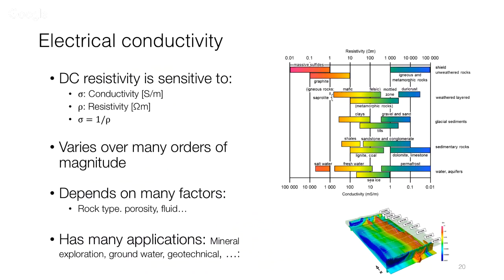The resistivity actually depends on a lot of things: rock type, pore fluid, porosity, all kinds of things. It varies a lot with different rocks. But the one thing about electrical resistivity or conductivity is that it has large applications in many areas, and that's one of the reasons it's so special.